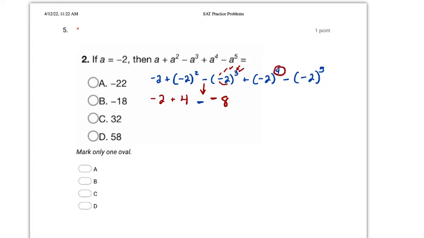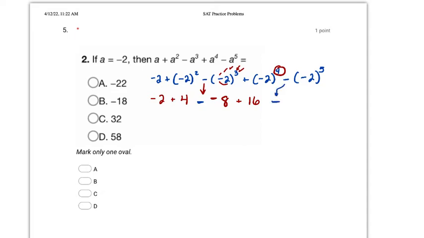Here we're taking the -2 to the 4th power. And that means you'll have an even number of negatives multiplied together, and they'll all come out to a positive. So we just have to do 2 times 2 is 4, times 2 is 8, times 2 is 16. Then we got our minus sign. That's this guy right here.